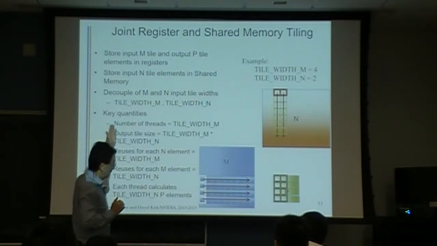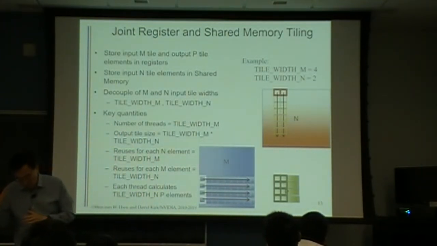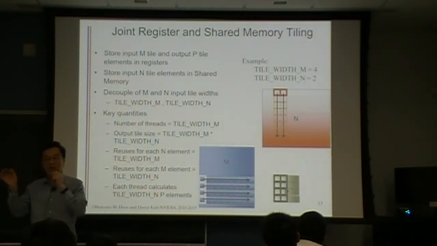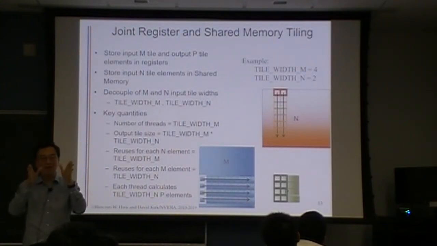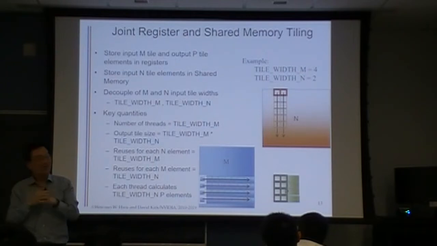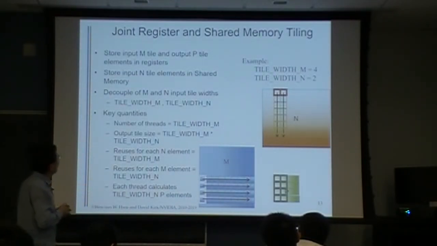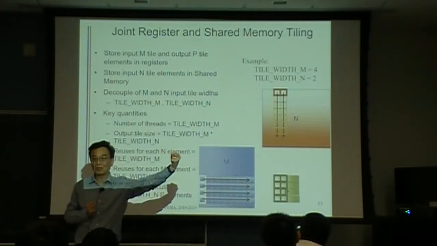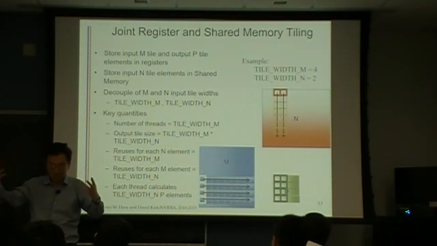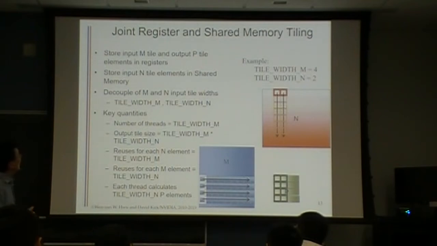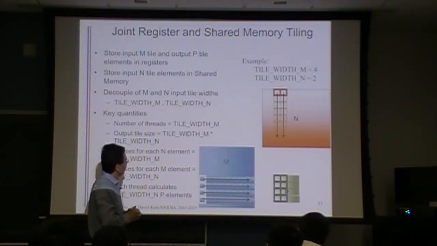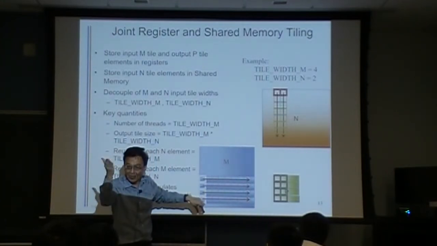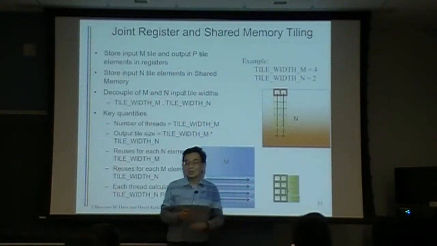In the joint tiling, we will continue to store the output P tile elements in registers, but we are also going to store the input M tile. The choice between M and N is somewhat arbitrary. I'm going to just pick M, and if you're interested, you can do the N case for fun. We're going to store the input N tile elements in the shared memory. So one input in the registers and one input in the shared memory, for increased capacity usage. And we decouple the M and N input tile widths. We're going to independently determine how many M elements we keep in the registers and how many N elements we keep in the shared memory.